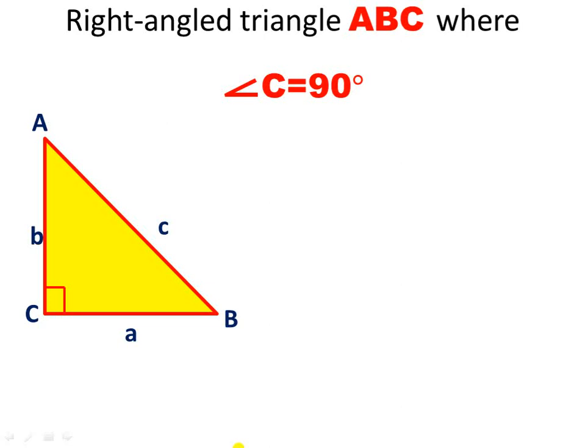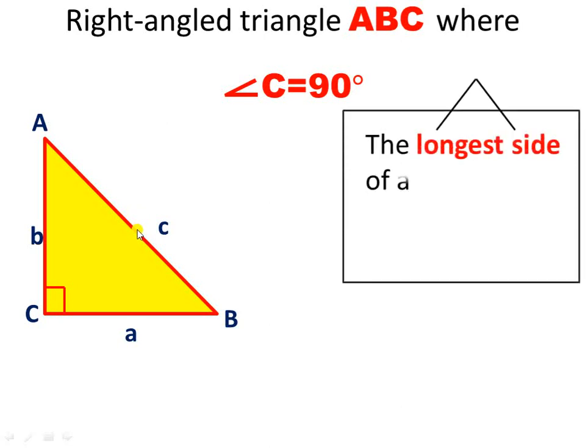Right angle triangle ABC is given here, where angle C is 90 degrees. The side opposite to angle A is denoted by small letter a. The side that is opposite to angle B is denoted by small letter b. Similarly, the side that is opposite to angle C is denoted by small letter c.